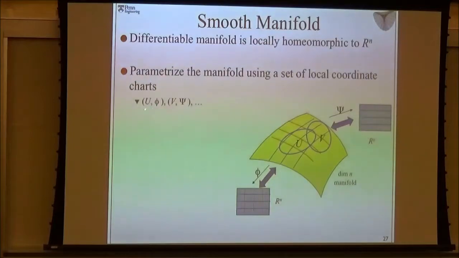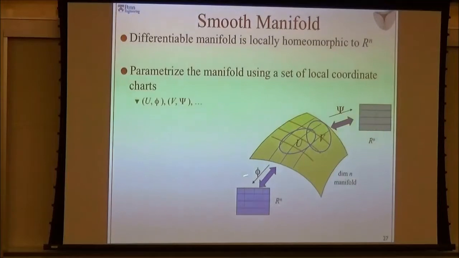So each of these is called a coordinate chart, right? This U comma phi tells you that you're taking this section of the manifold and you're representing it in Rn using the map phi. And of course, there's an inverse to that as well. And likewise, this section of the manifold maps onto R2 or Rn with this map psi, and you can go back and forth.